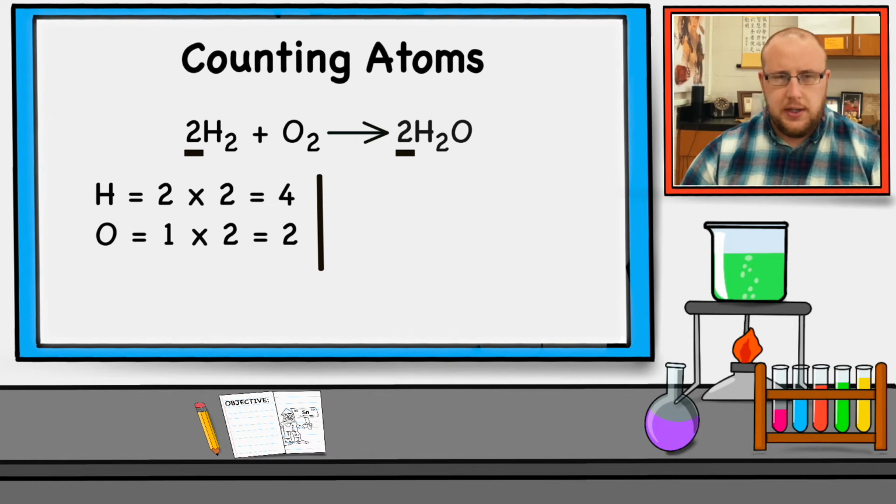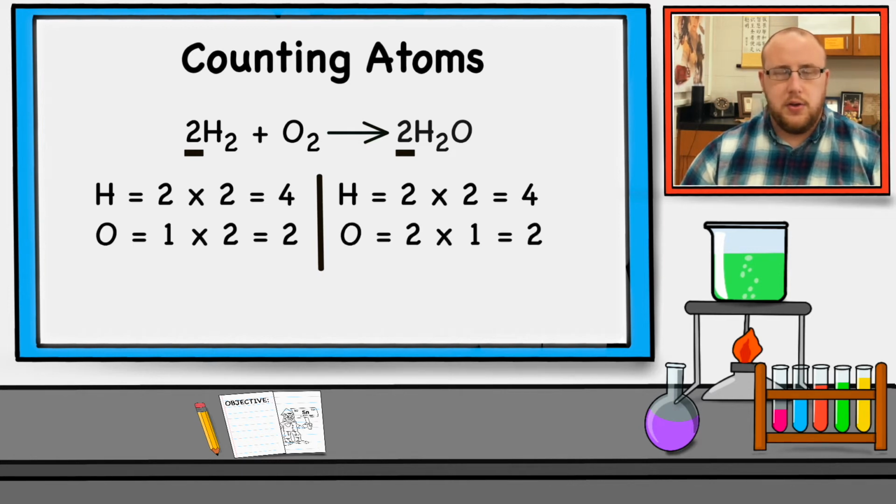Then we have 2 H2O. H2 is 2 hydrogens, and we have 2 of them, so that's 4 hydrogens, 2 times 2. And for O, there's no subscript, so we take this coefficient of 2, apply it to that O at the back, and we get 2 times 1, because with no subscript we assume it's a 1. That's going to give us 2 oxygens. So we have 2 oxygens and 4 hydrogens on the product side, and 2 oxygens and 4 hydrogens on the reactant side. So that means we are balanced.